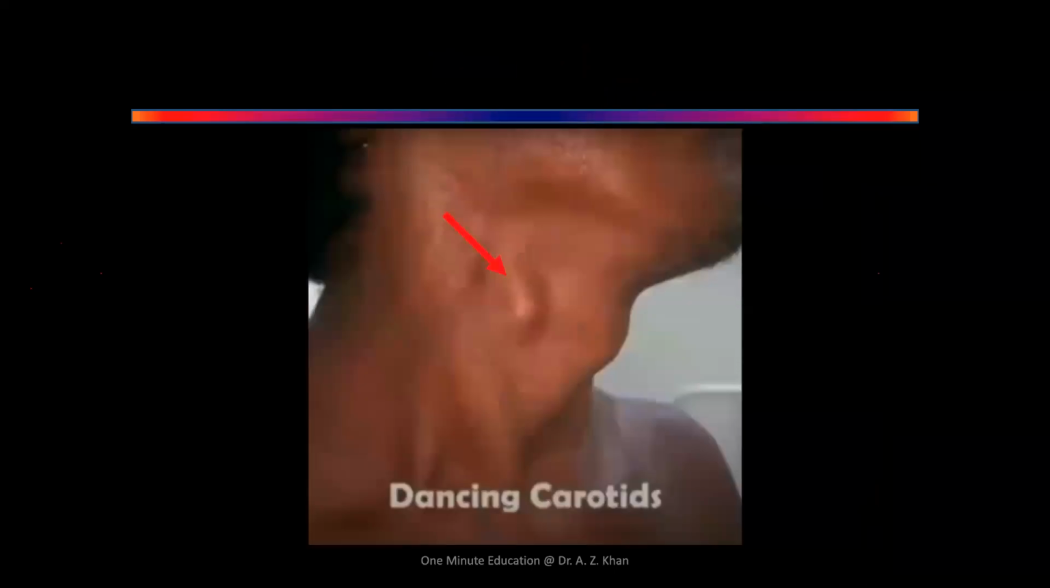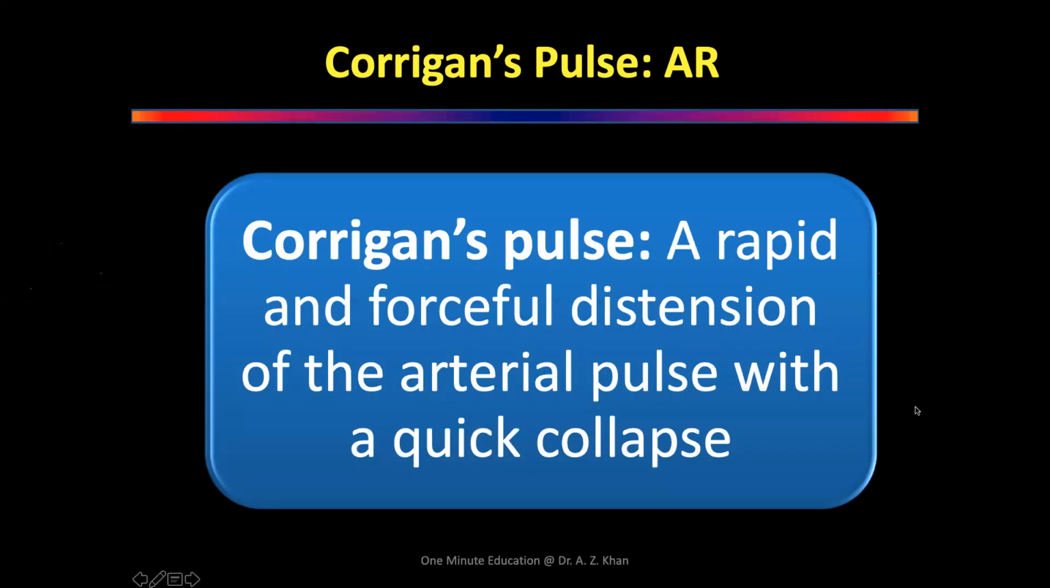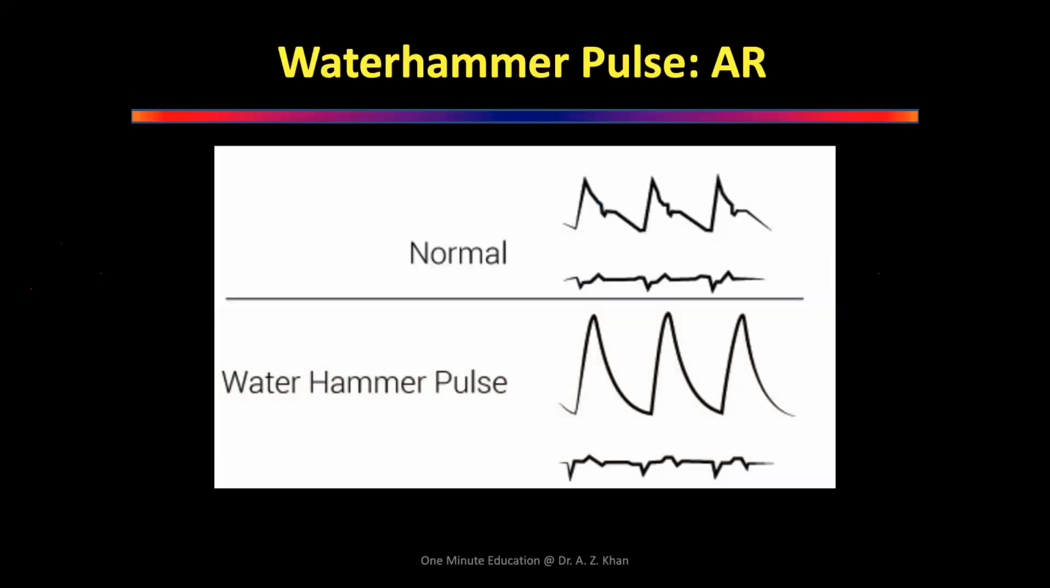What is this? Name of the sign and clinical condition. Okay, it's Corrigan's pulse, seen classically in aortic regurgitation. A rapid and forceful distension of the arterial pulse with a quick collapse. Also called water hammer pulse. You see this jerking: rapid rise, rapid fall, rapid rise, rapid fall.